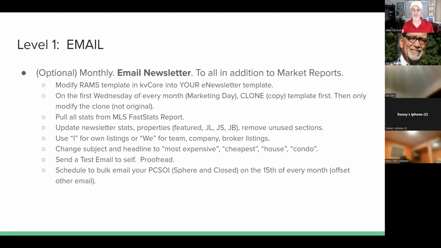Then you're going to schedule a bulk email after you've done your proofreading. You're going to send it out to your sphere and your closed. And we recommend you schedule it for the 15th of the month. That way it's offsetting anything you were doing at the beginning of the month. And there you go, you've got another email piece. This should take less than 1 hour a month, but I'll give you up to 1 hour.